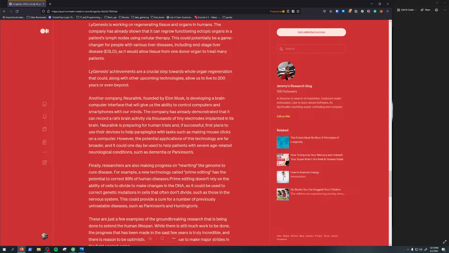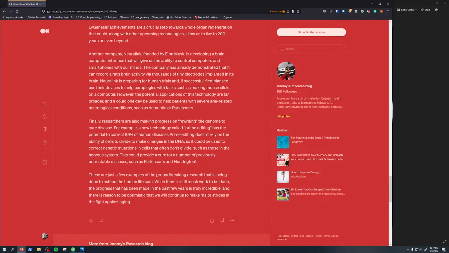Neuralink is preparing for human trials. If successful, they plan first to use their devices to help paraplegics with tasks such as making mouse clicks on a computer. However, the potential applications for this technology are far broader. It could one day help patients with severe age-related neurological conditions such as dementia or Parkinson's. It could also help with depression and anxiety later on.